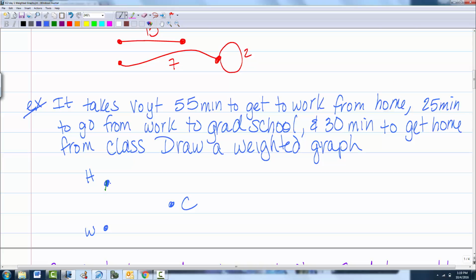55 minutes, work to home. Boom. 55. 25 minutes to go from work to grad school. We'll call school class. Oh, wait, hold on. I didn't finish. 25. 30 minutes to get from class to home. You don't have to have straight lines. Redundant, all lines are straight. They can be little squigglies if you wanted. There's a weighted graph. Congratulations.